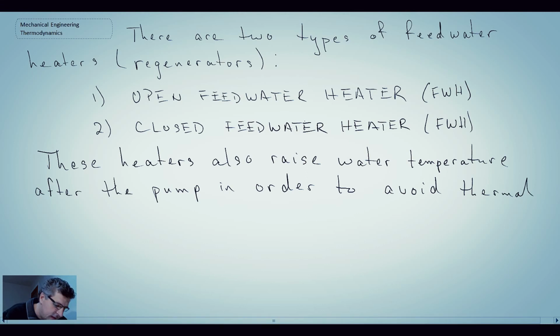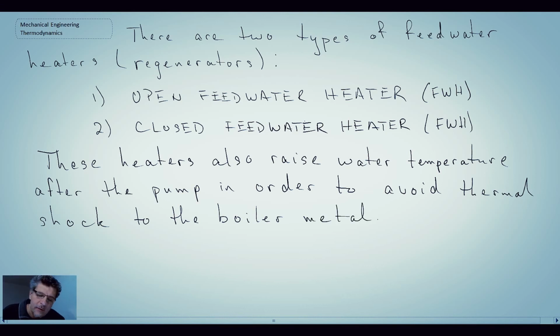So another advantage that we get out of these systems is that they minimize the amount of thermal shock to the boiler metal when we introduce a cold liquid coming out of the pump. So we heat up that liquid out of the pump, the feed water, and consequently we minimize any kind of thermal shock to the metal that may have been there before. So what we're going to do now in the next two segments, we're going to first of all look at the open feed water heater, and then we will take a look at the closed feed water heater.